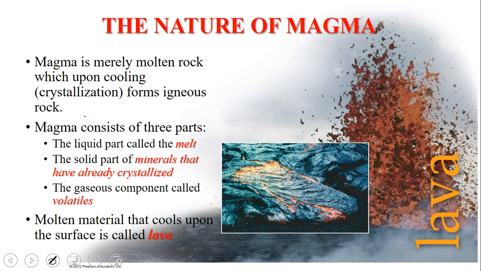Whenever you look at magma or lava, there are actually three components. You have the liquid part, called the melt. You have the solid part, which are certain minerals that have already crystallized. And then you have the gaseous component, called the volatiles. These are the three major parts of a magma. Understanding that, you're going to start to see how these things go about making igneous rocks.